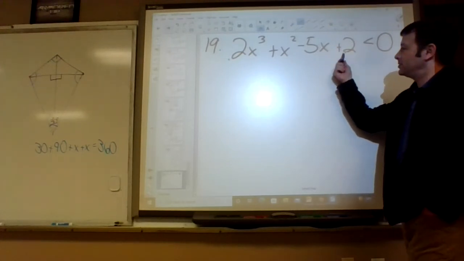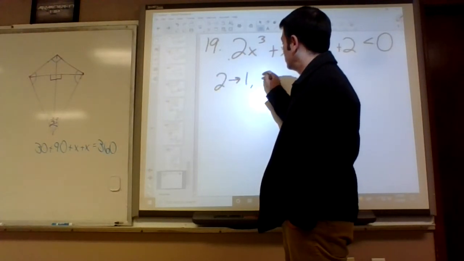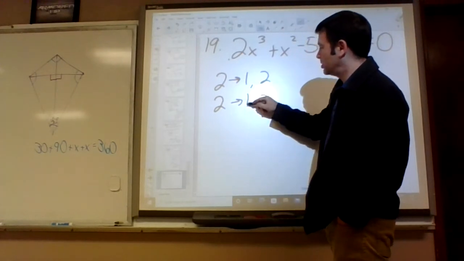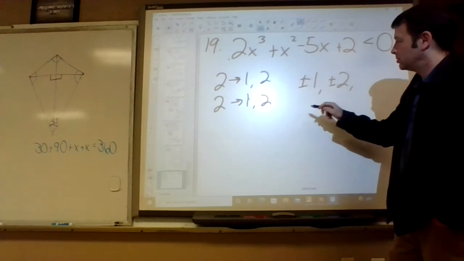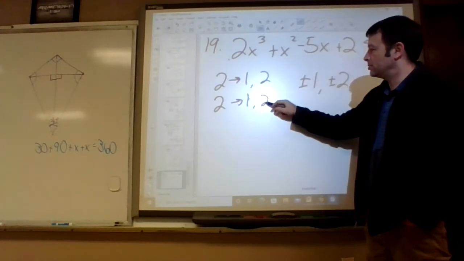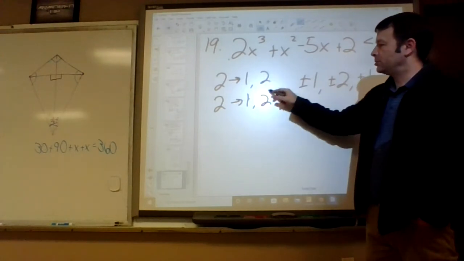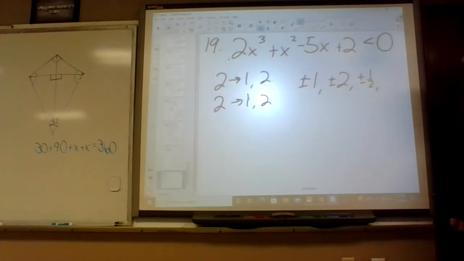What are the factors of 2 over factors of 2? So it's 1 over 1, 2 over 1, or 1 over 2, or 2 over 2. 2 over 2 is 1. So there's not a lot of options.